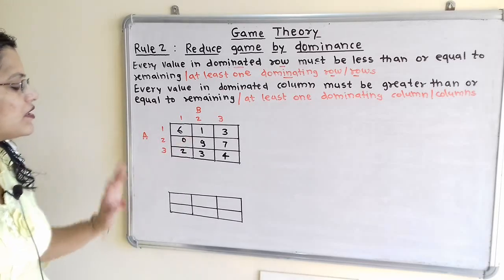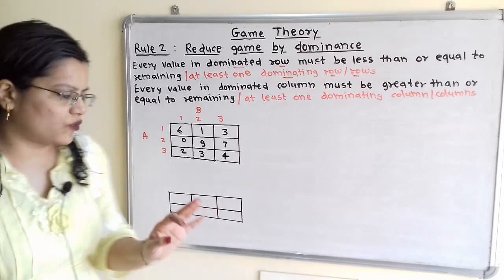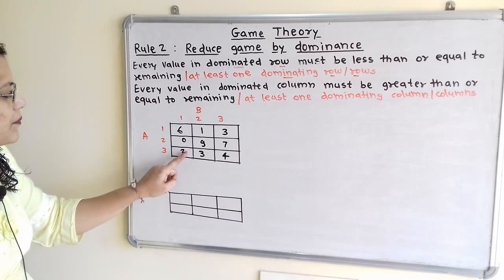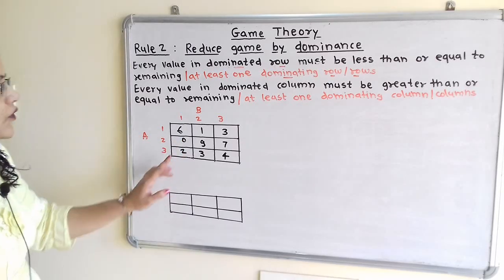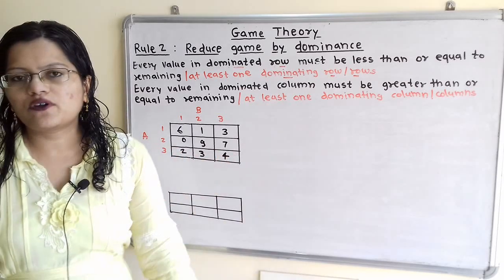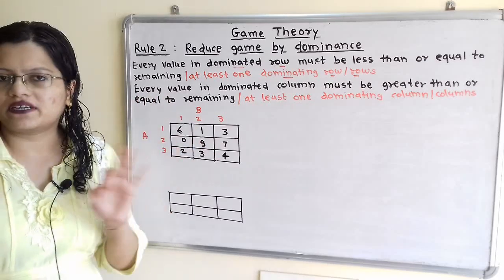That means this row number 2 will not be a dominated row. Now we will move to the next. So the next row is row 3, but the number 2 is greater than the 0. So this row number 3 will not be a dominated row. So in this question there is no dominated row.